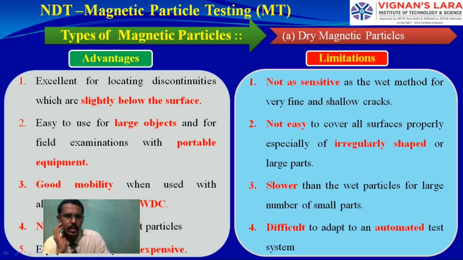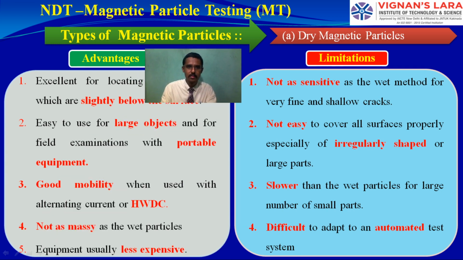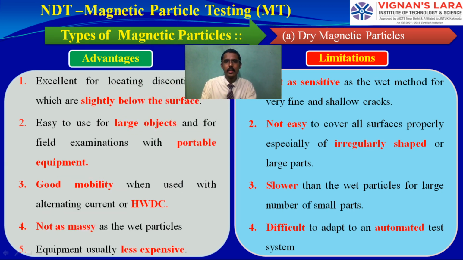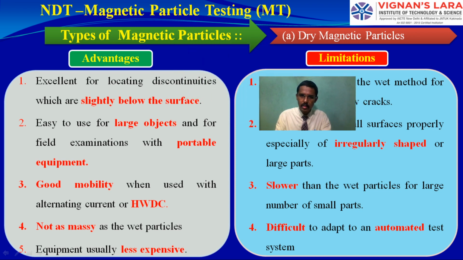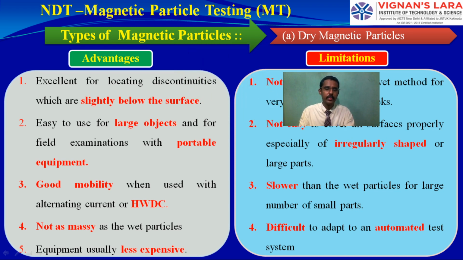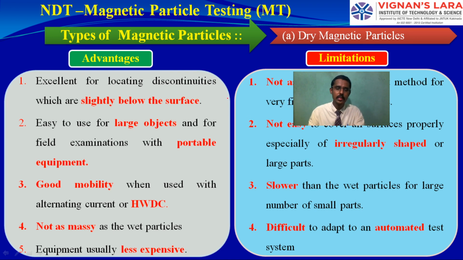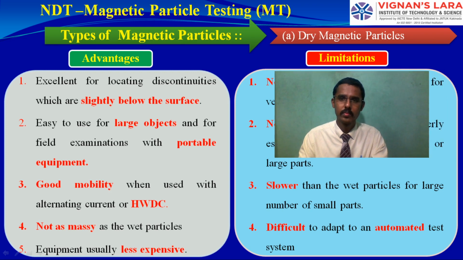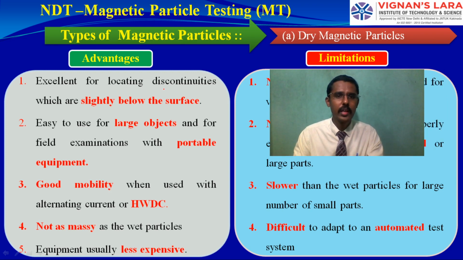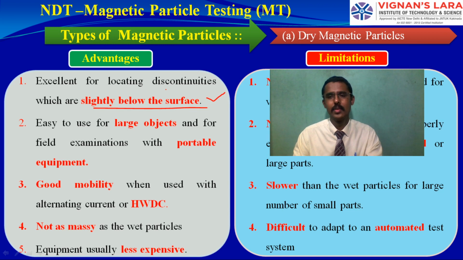So a few advantages and limitations are there. You will see under dry magnetic particles, dry methods, the advantages. Excellent for locating discontinuities which are slightly below the surface. So we told it is possible to do with two methods: one is on the surface and the other on the subsurface. That comes here as an advantage.